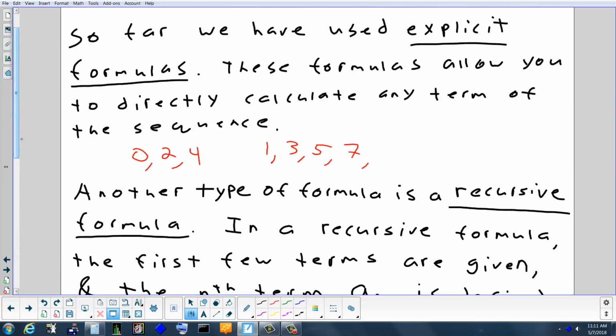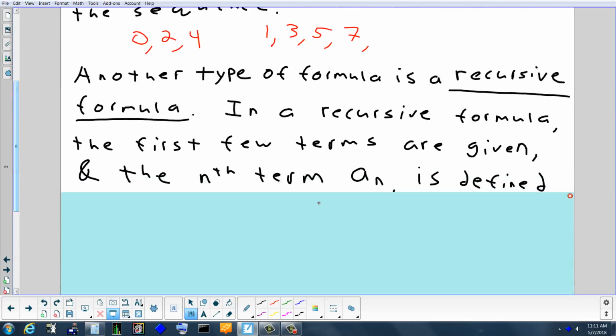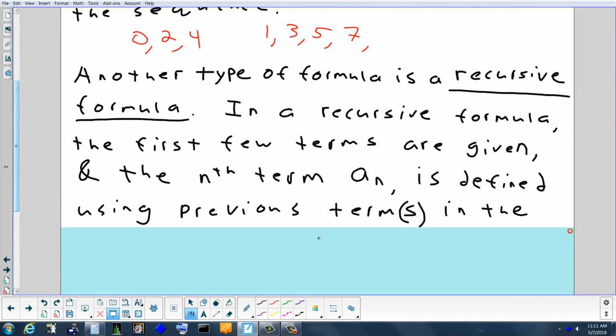So these two would have the same recursive formula, but a different starting point. Okay, so recursive formula, first couple terms are usually given. And the nth term is defined using previous terms. Sometimes it's the one before it. Sometimes it's 2 before it. I'll show you a sequence in a little bit that doesn't just use the term before it to find the next one. It uses 2 before it to find them.